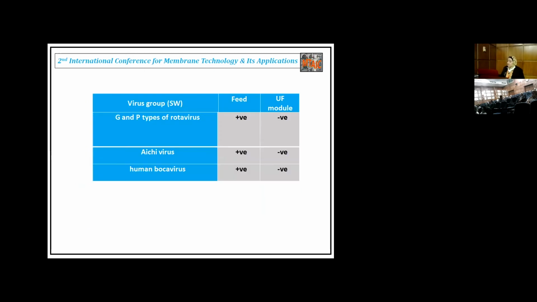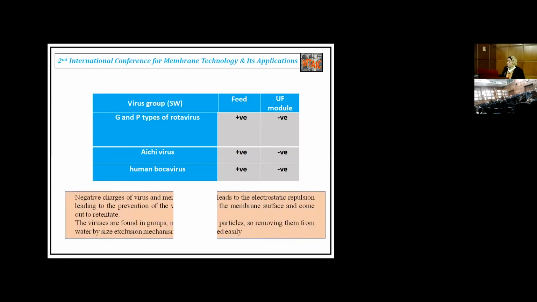We also found that the detection of virus after the UF module is negative. There is no virus after the filtration membrane. We concluded that the negative charge of the virus and the membrane surface leads to electrostatic repulsion, preventing the virus from contacting the membrane surface and coming out to the intake. Also, viruses are found in groups, so they can be separated easily by the size exclusion mechanism of the membranes.